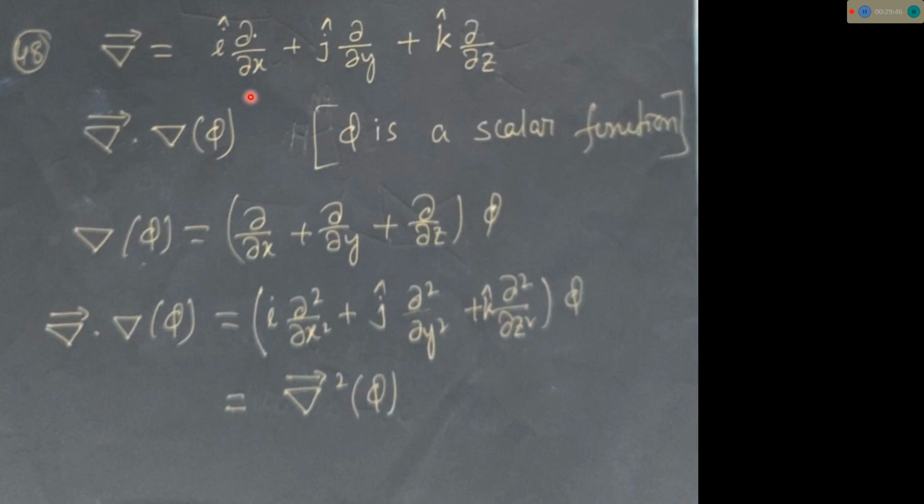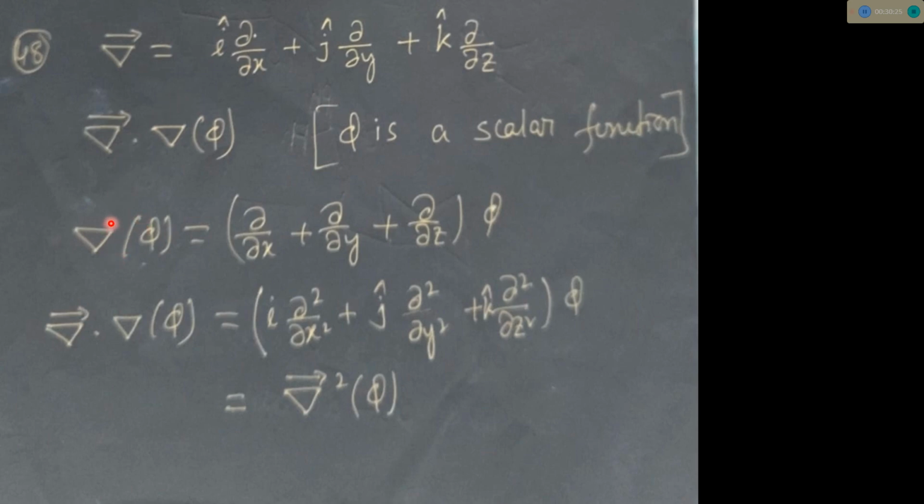Phi is a scalar function. If we multiply a scalar quantity with a vector, there is no change in the vector term, just the scalar quantity multiplies it.